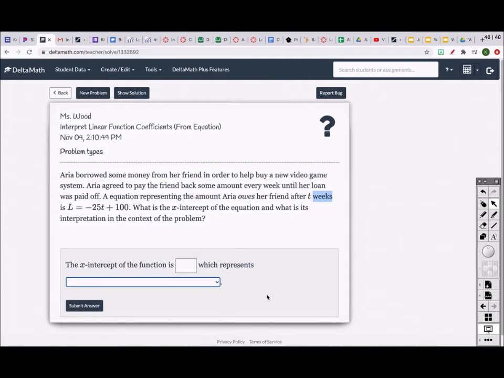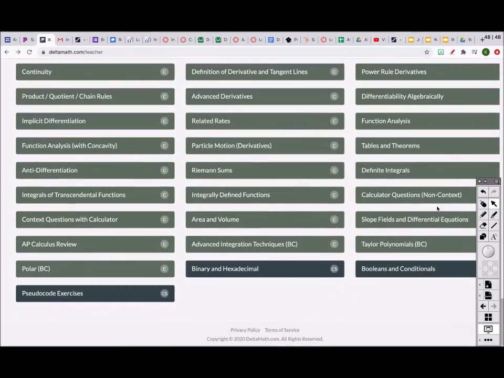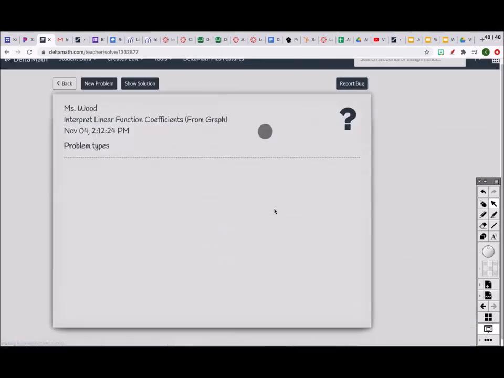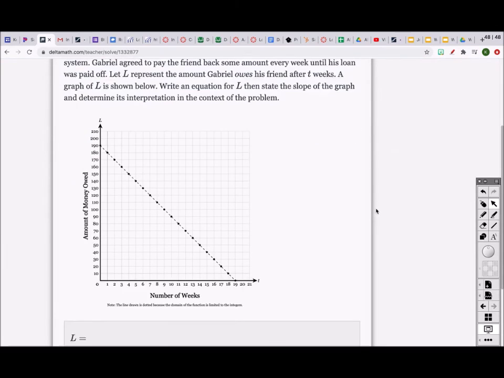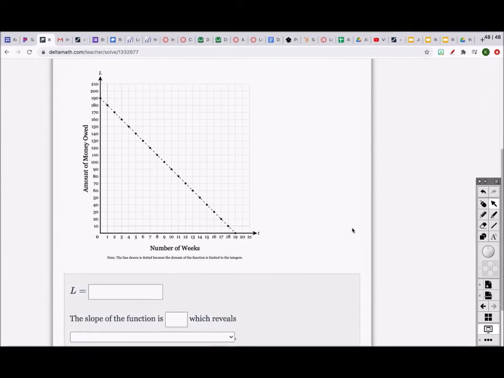Okay, the other problems are with a graph. When it's in a graph, I think it's very simple. Looking at this, we're not going to read the paragraph at the top. We're always going to look at where our line starts, and we're going to type that in. Every single time, the first thing I want you to do is figure out where the line crosses the y-axis, and type that in.